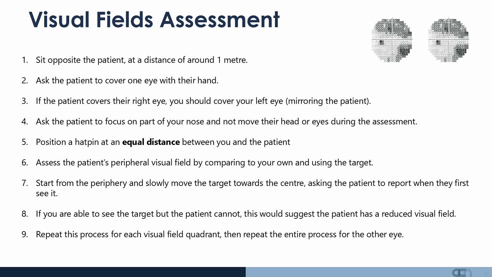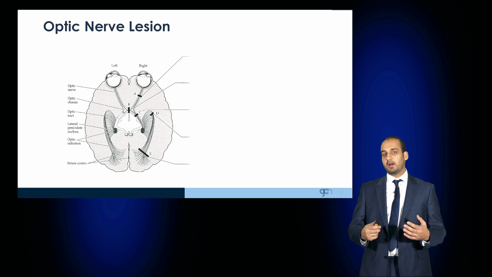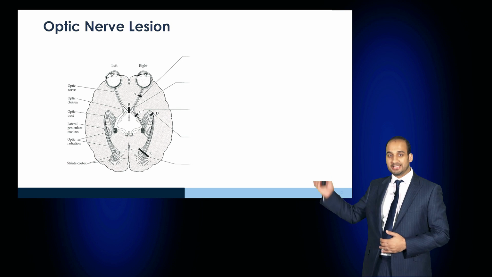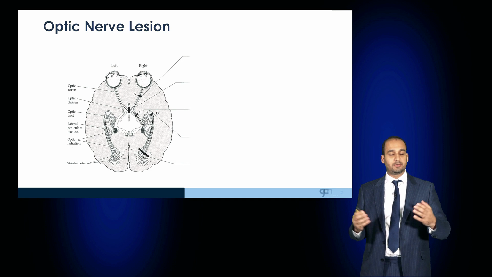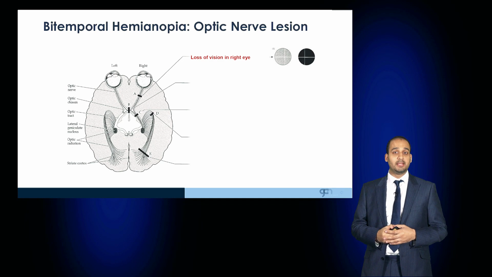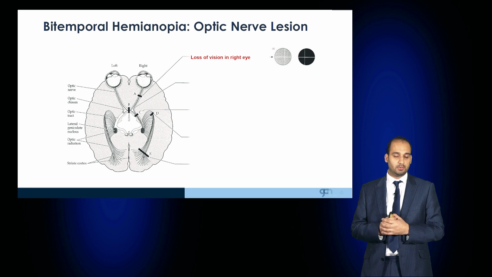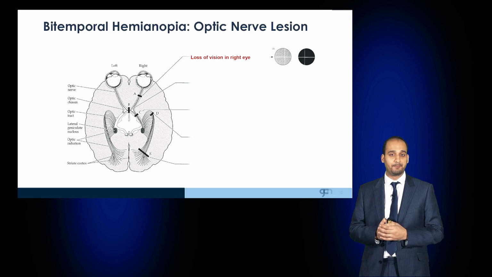Compare your visual fields and determine whether you're able to see in all of the visual fields. There are a number of optic nerve lesions that will result in various visual field defects. If at point A, where there's a complete transection of the optic nerve, the patient will present with ipsilateral complete visual loss in the affected eye.